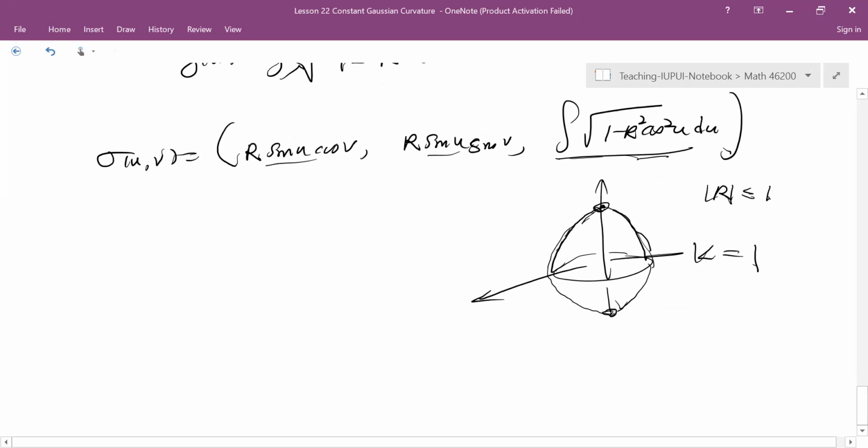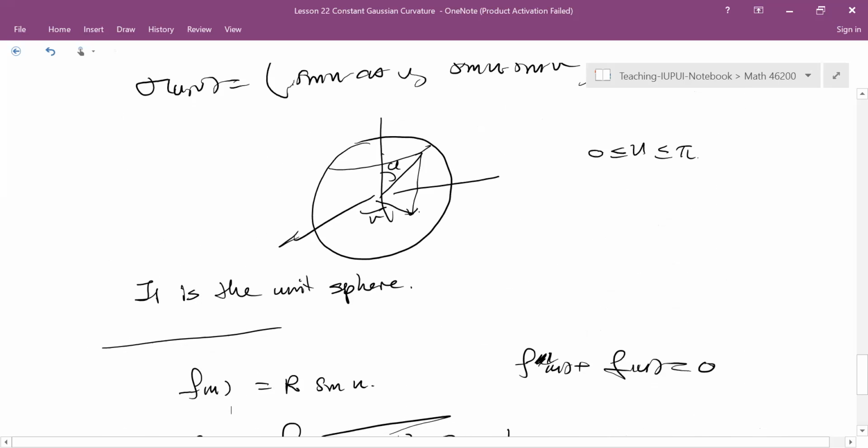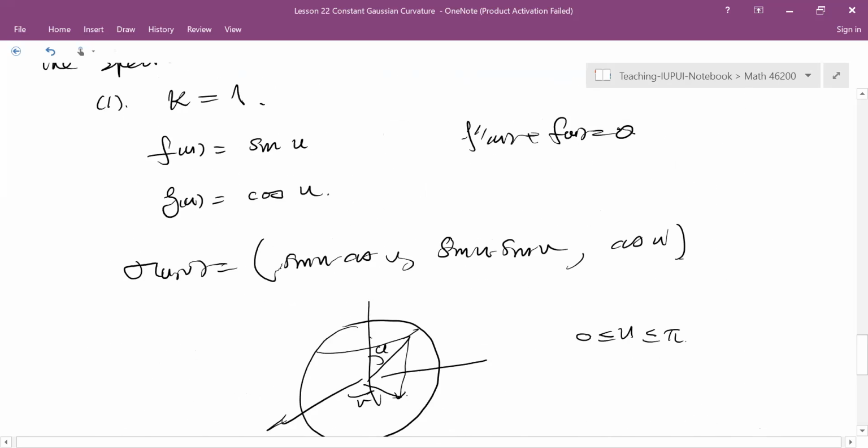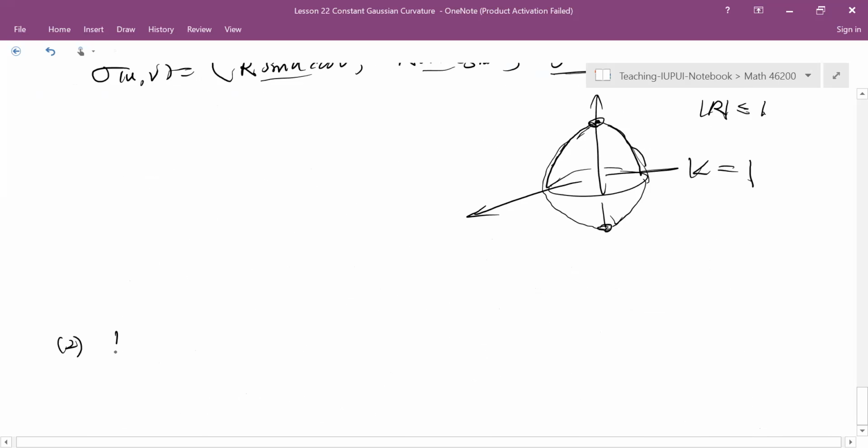Okay. All right, so now let's take a look at the negative case. Okay, no, the zero case. Yeah, the zero case. Okay. The zero case, it's easy to see.